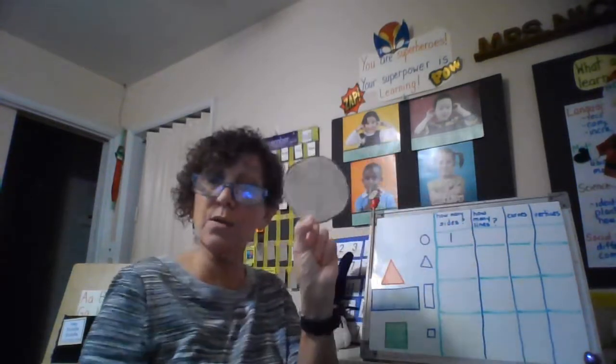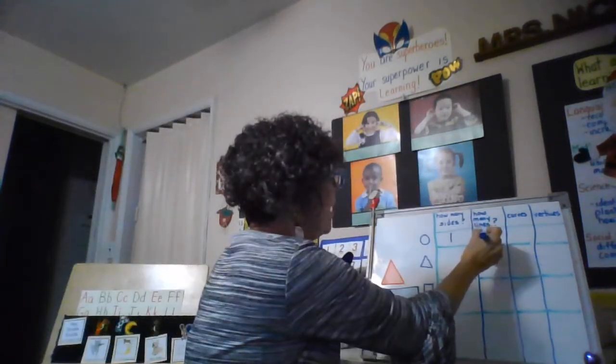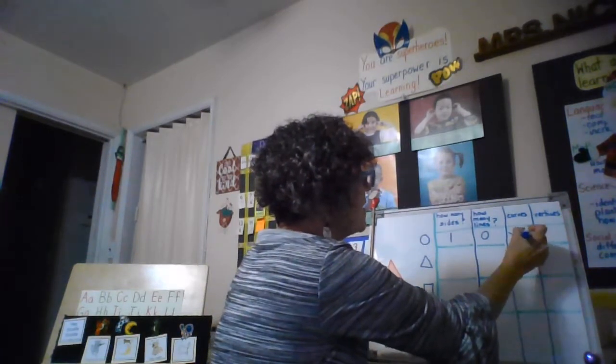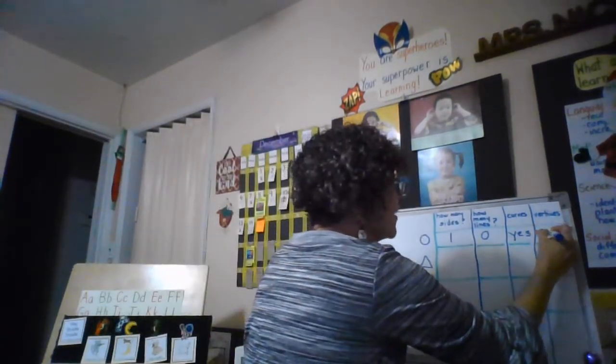How many lines does a circle have? 0, because it has a curve, remember? So it has 0 lines. How many curves does it have? Does it have curves? Oh yeah, it does. It has a curve, so I'm going to write the word yes. And boys and girls, does a circle have any vertices? Do you see any points or corners? Nope, that's how I know it's a circle. So no vertices. So those are attributes about a circle that tell us and define what a circle is.